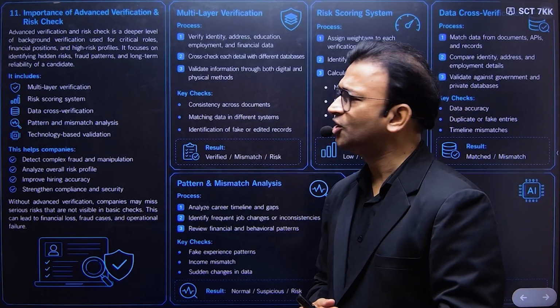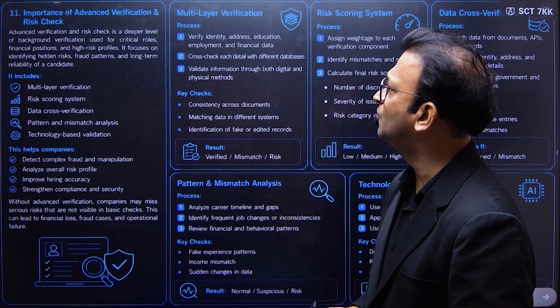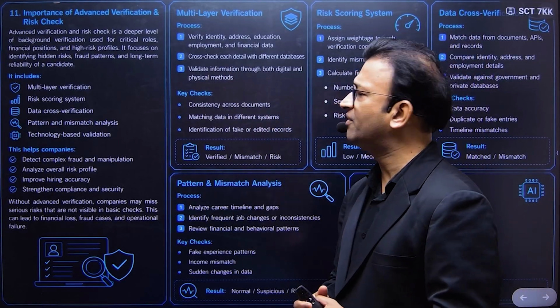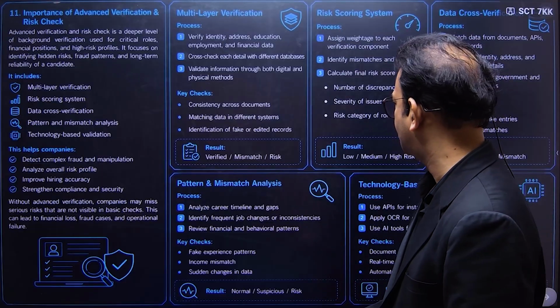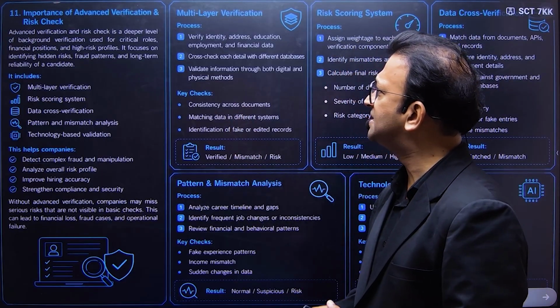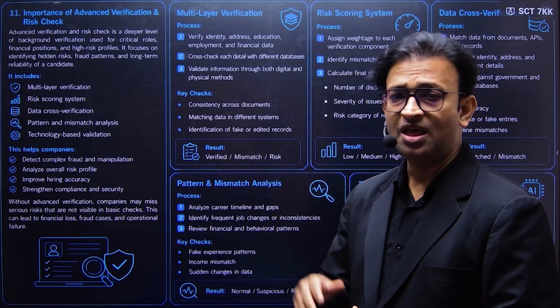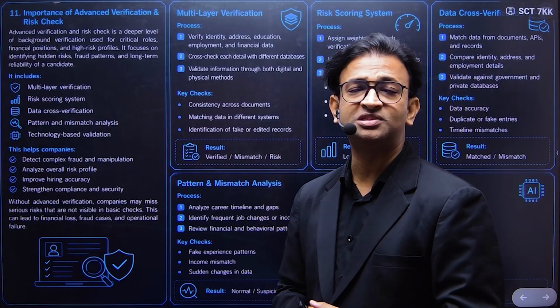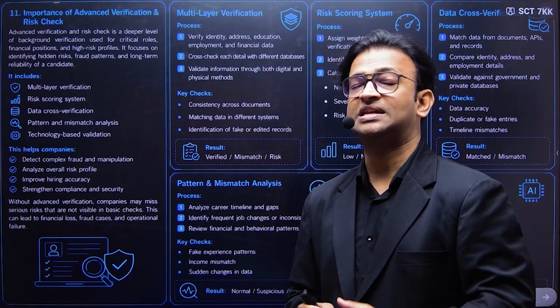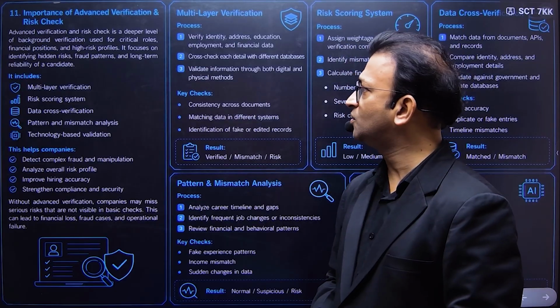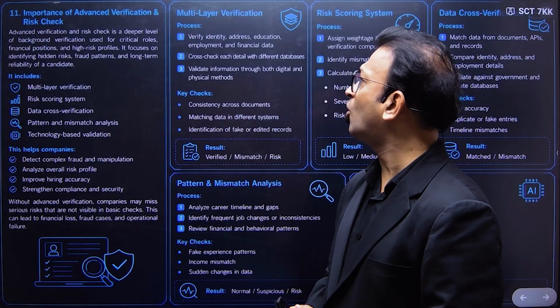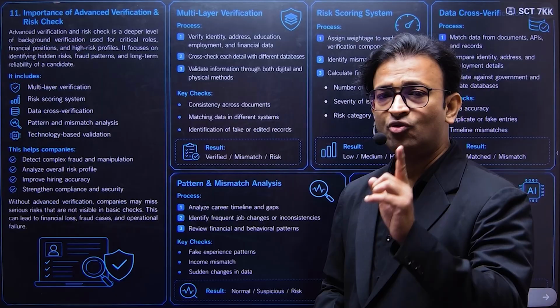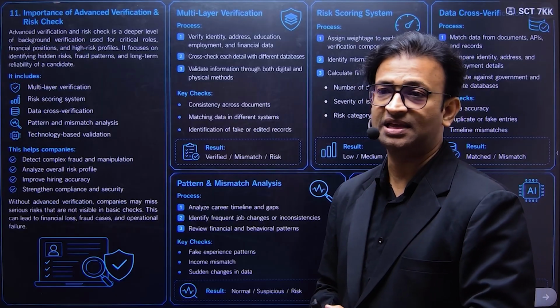Now, let us look at a very important factor, which is the importance of advanced verification and risk check. Advanced verification and risk check is a deeper level of background verification that goes in depth, and it's used for critical roles, financial positions and high risk roles in a company. It focuses on identifying hidden risks, fraud patterns, and long-term reliability of a candidate.